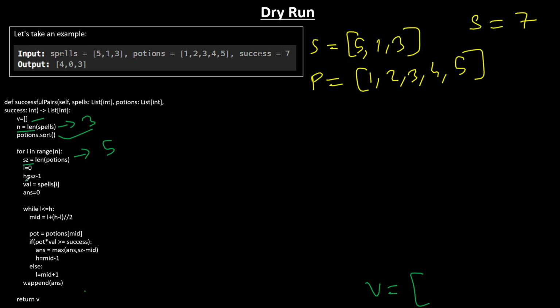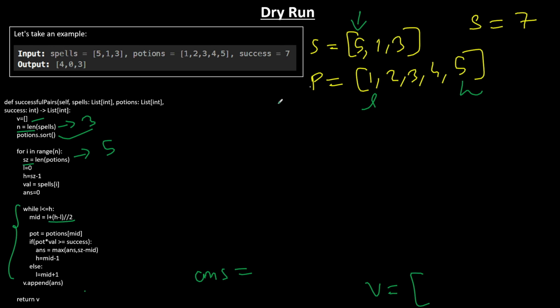L is 0, H is SZ minus 1. So, L is standing here, and H is standing here. Now, we are taking this portion in the first iteration. Answer is 0. I will write answer here. Okay, now we will do the binary search.